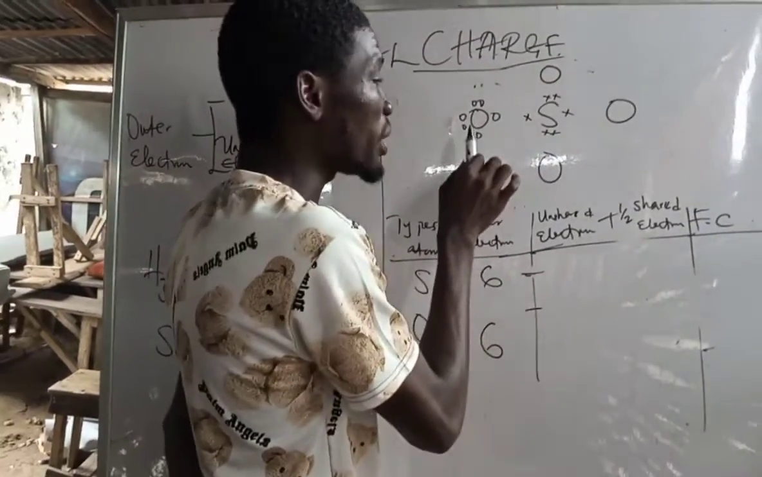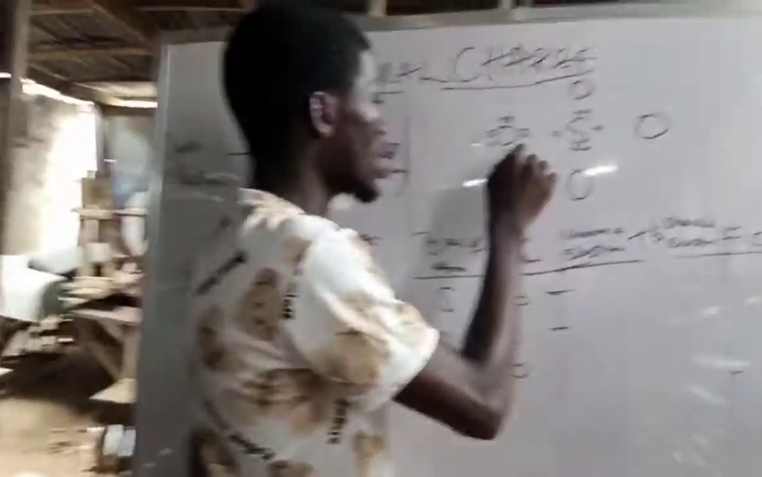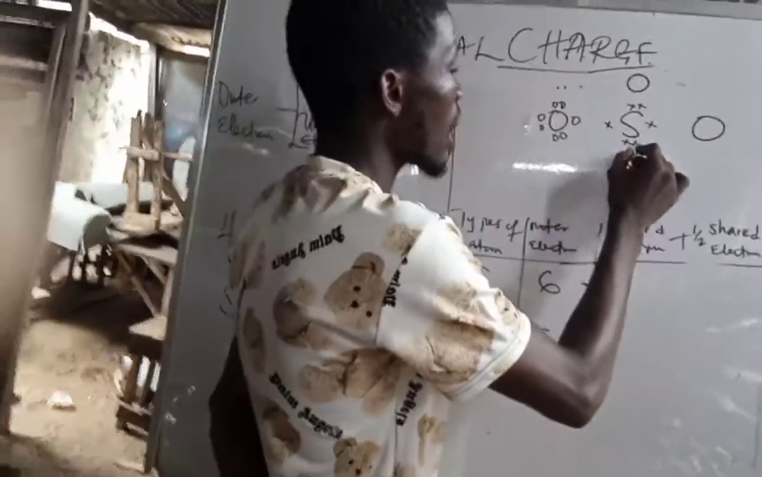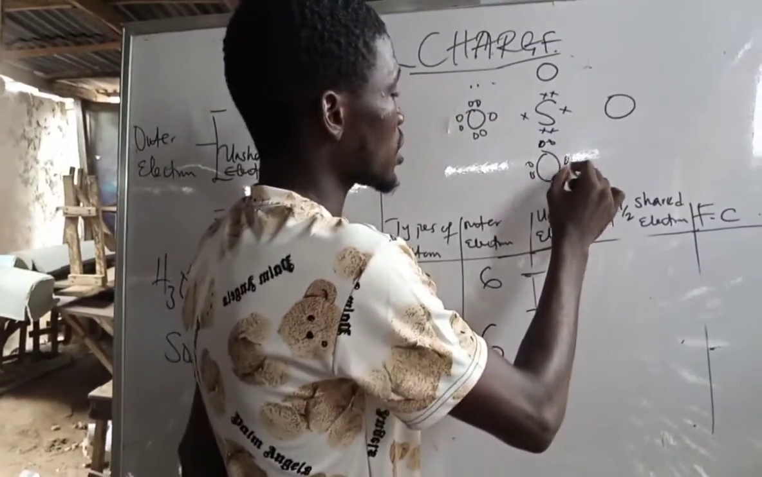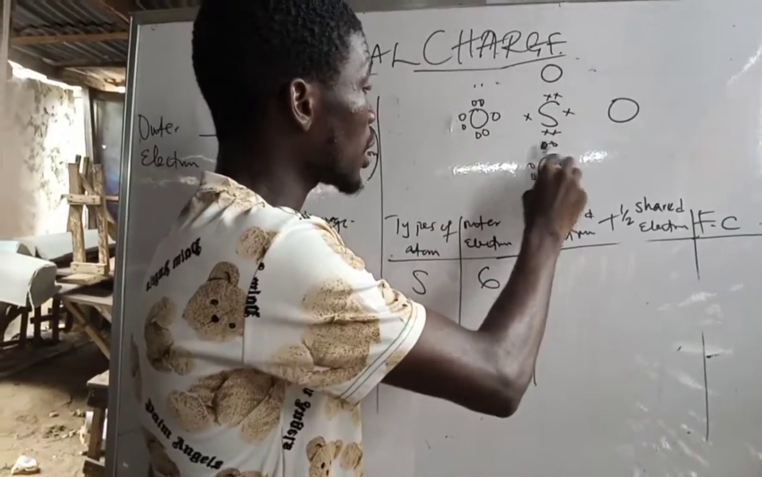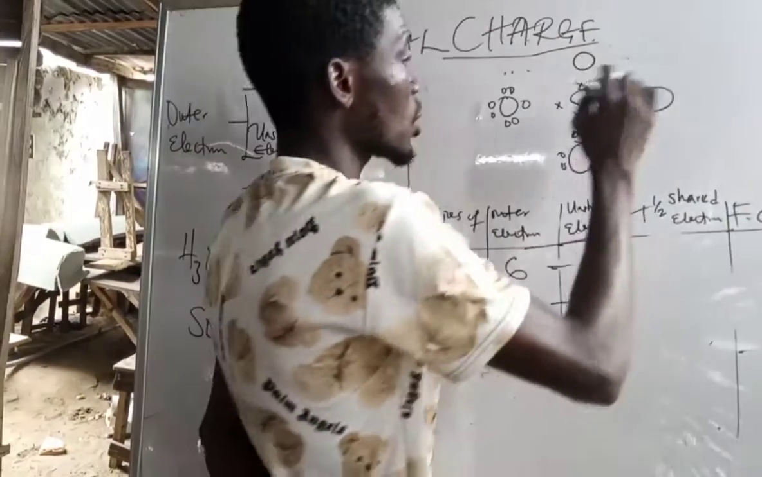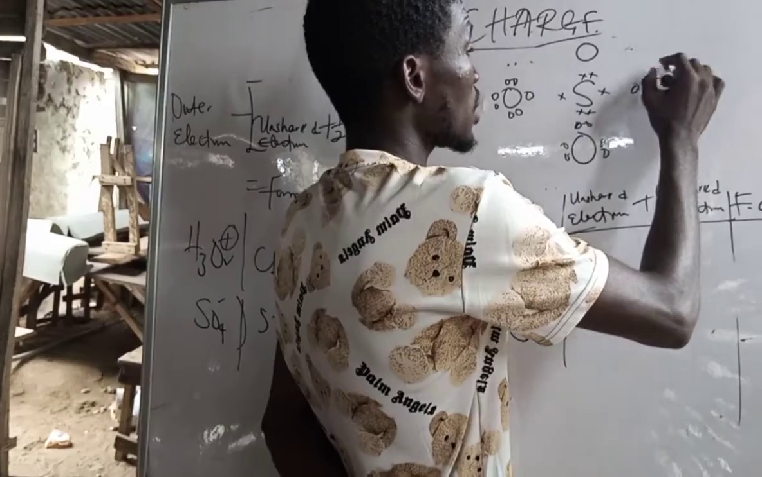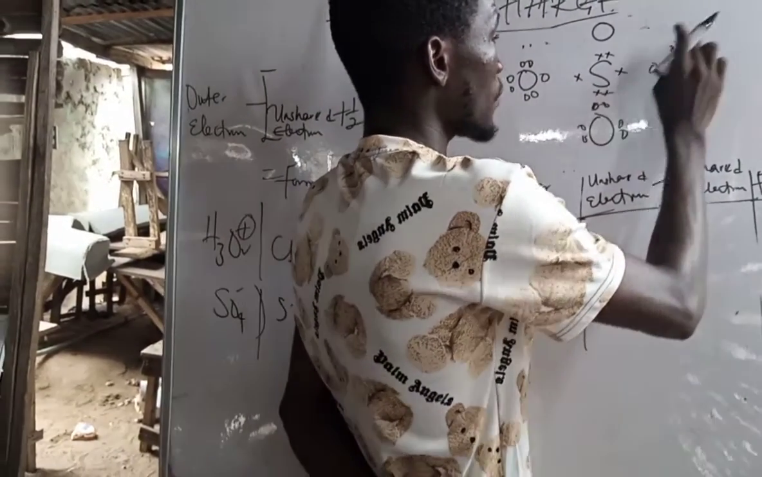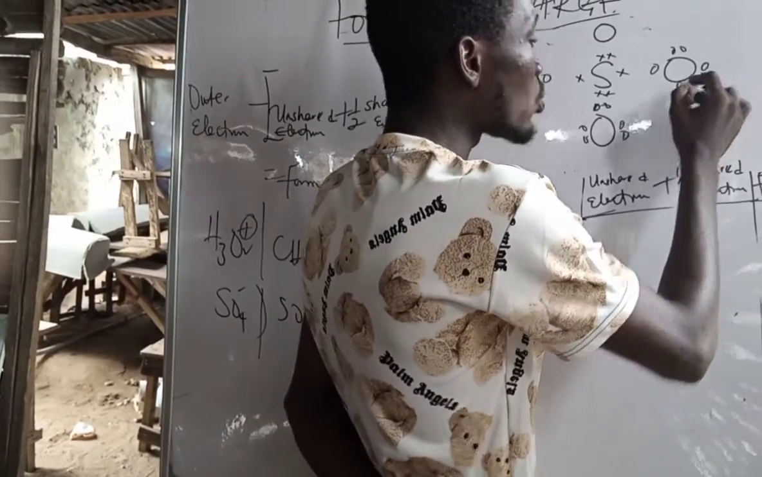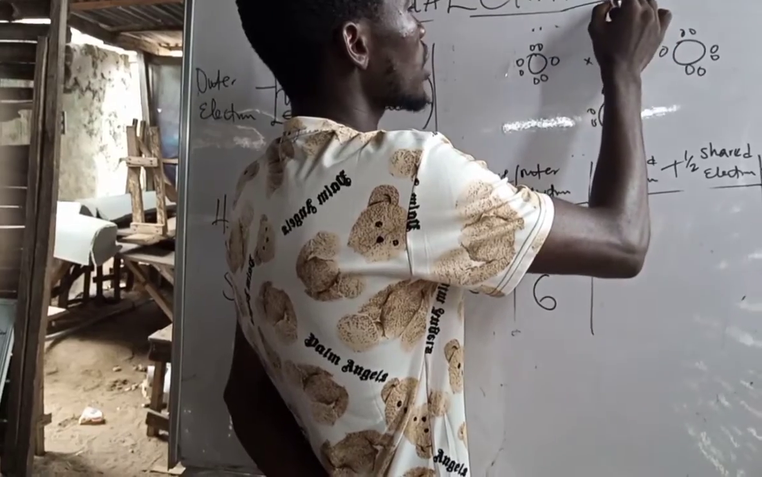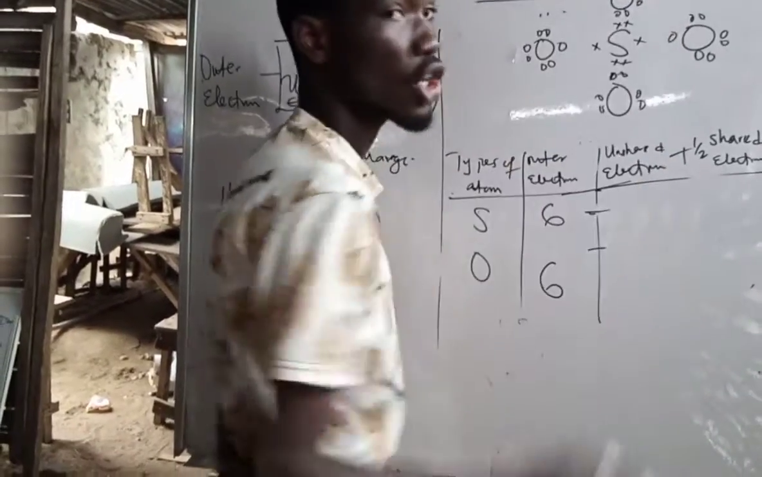Here has not completed its octet state, so we'll be adding what? Another electron there to complete it. So here we have 1, 2, 3, 4, 5, 6. Here you don't have to add any electron because it's completed octet. When you count 1, 2, 3, 4, 5, 6, 7, 8, that's octet. So here we have 1, 2, 3, 4, 5, 6. See now? When we count 1, 2, 3, 4, 5, 6, 7, you must add 1 to complete the octet. So we have 1, 2, 3, 4, 5, 6. Here is what completes now.